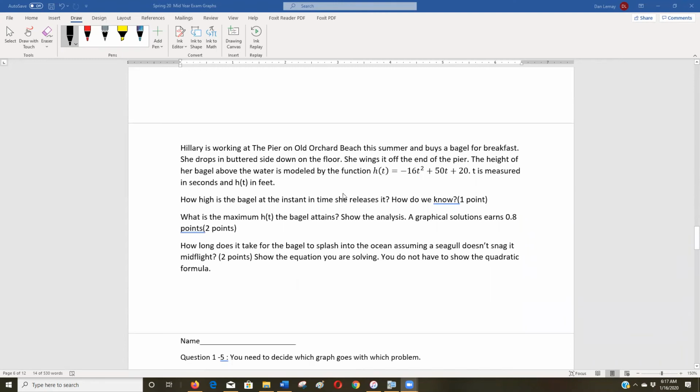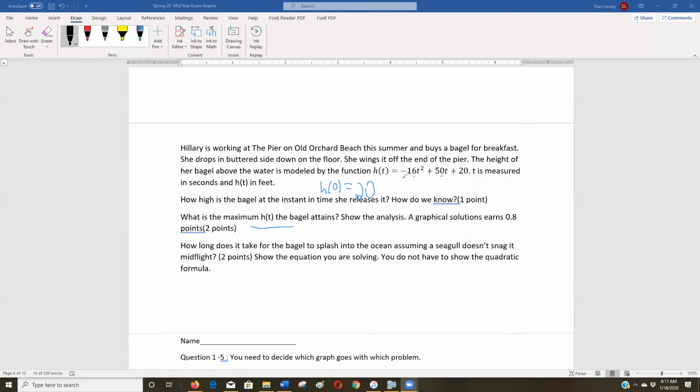Let's see. So how high is the bagel? Well, we know it is at h of 0. That's the initial release. That's 0, so it'll be 20. So it's the y-intercept some of you mentioned. What's the maximum height it attains?